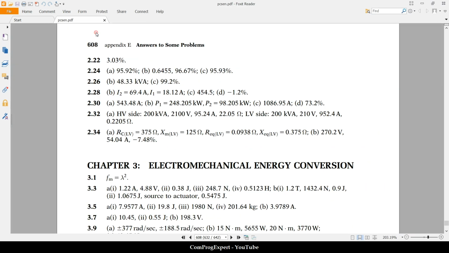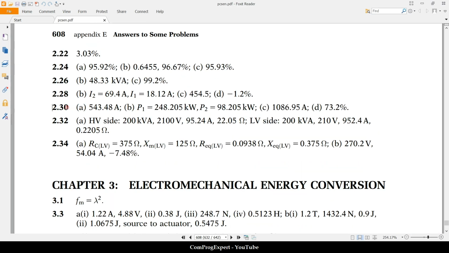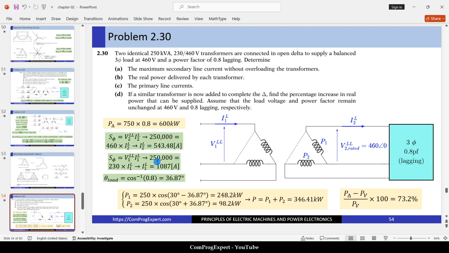This is the right problem 30. The maximum current for the secondary side. Also, we calculated it for the primary. What is the value of the load angle? Cosine inverse of 0.8, that is 36.87. The load is lagging.